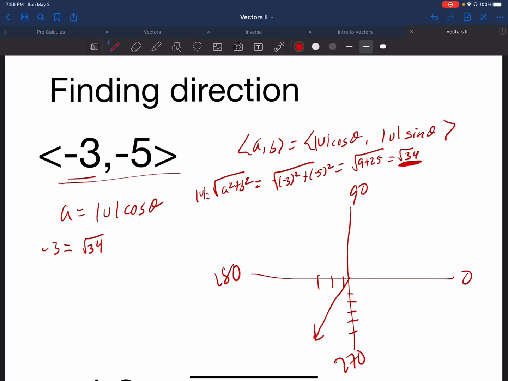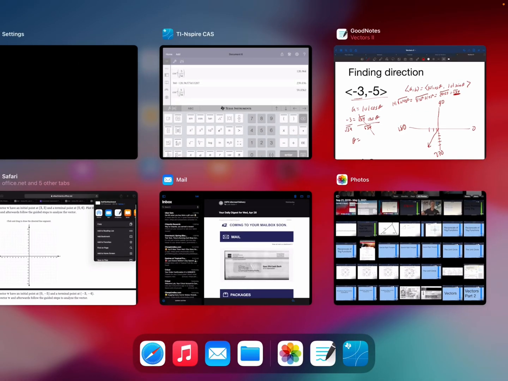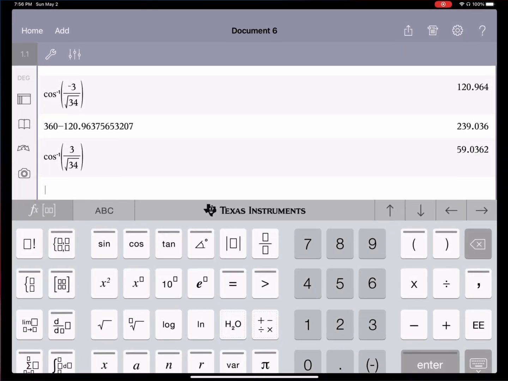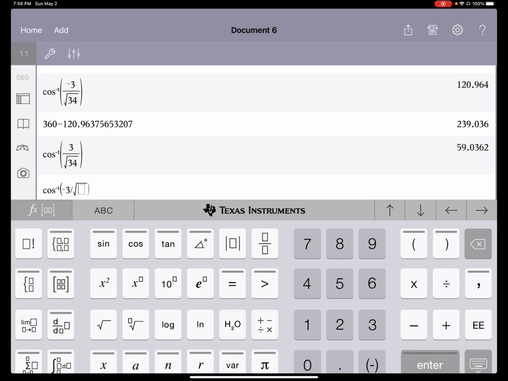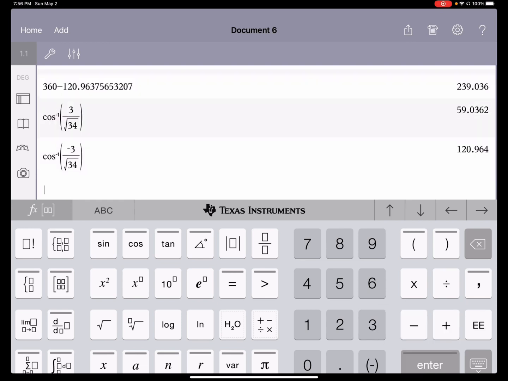I can plug that into my equation times the cosine of theta. Again, I'm solving for theta, or the angle of direction, so I'm going to divide both sides by the square root of 34. So now to find my actual theta, which again is not going to be my final answer, I have to do the inverse cosine of negative 3 over the square root of 34. Once I do that, I get my answer to be about 120.96.